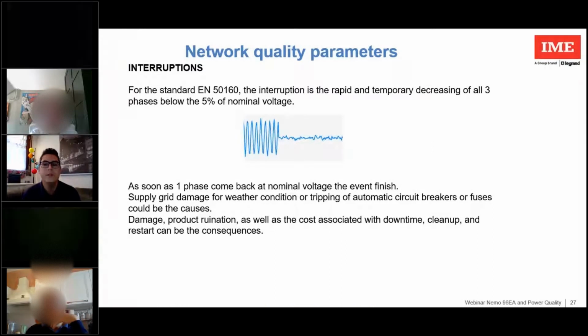The most visible case, more than the others because it shuts down the equipment, is precisely the voltage interruption. Normally it is defined as an interruption when the voltage value drops rapidly below 5% of the nominal value. Obviously, this can lead to damage to the equipment as well as cost to restart the entire system and its consequences.